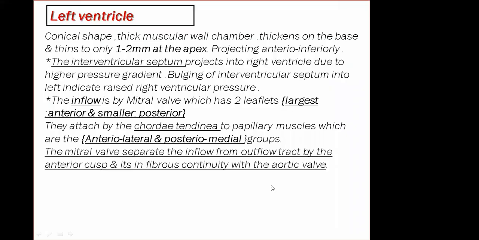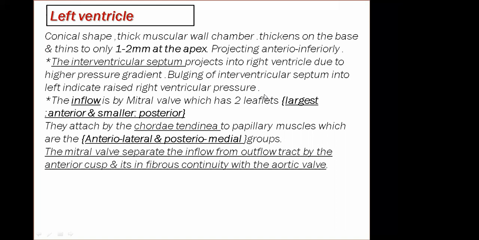Left ventricle: it is a conical-shaped, thick muscular-walled chamber that is thickest at the base and thins to only 1 to 2 mm inferiorly. The interventricular septum projects into the right ventricle due to the high pressure gradient. A bulge to the left indicates raised ventricular pressure, right ventricular pressure.